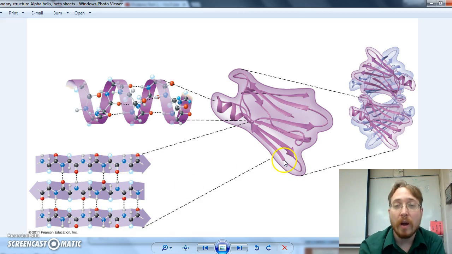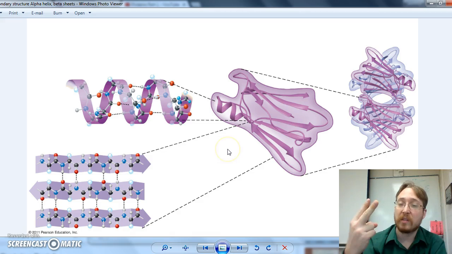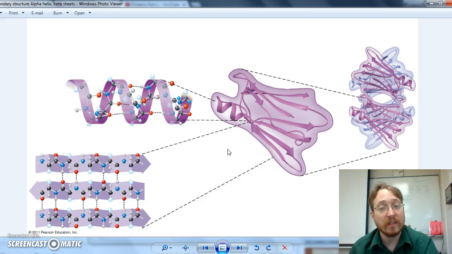And so now, in this model, we've got our alpha helix, and then the sheets are shown as broad, flat arrows, because there are more than one length of that polypeptide. There's at least 3 here, so this is a sheet. So our secondary structures are alpha helices and beta sheets.